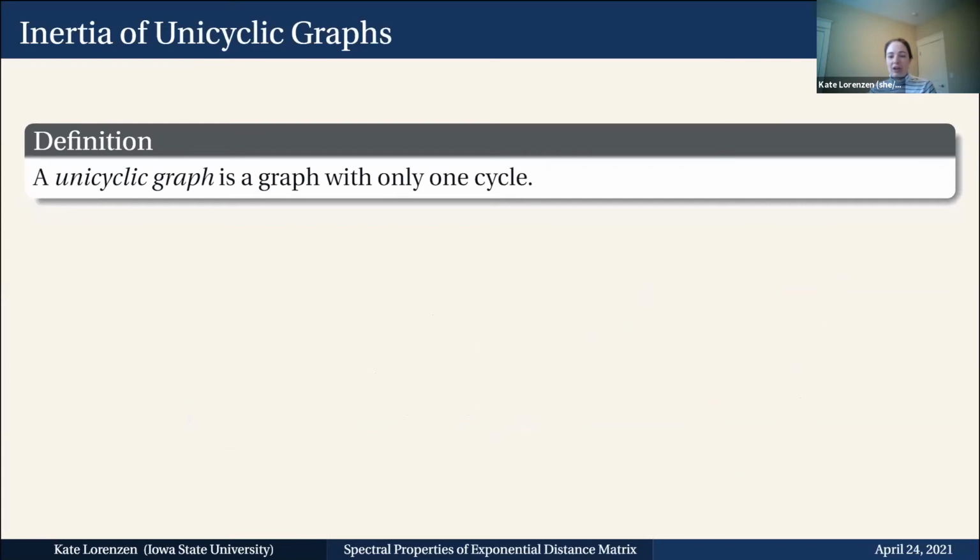A unicyclic graph is a graph that only has one cycle. One way we can think about it is if I have a cycle initially, I can then iteratively add leaves onto this cycle to create my unicyclic graph, right? Because I'm never going to be adding an edge in between 2 vertices that are already in my cycle, because then I'm going to have more than one cycle.